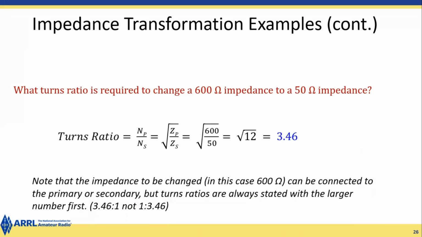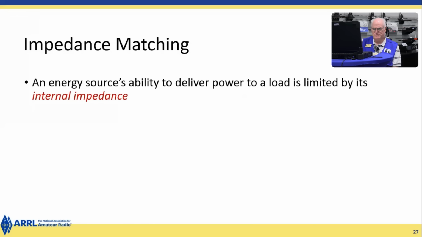Note that the impedance to be changed, in this case 600 ohms, can be connected to the primary or secondary, but turns ratios are always stated with the larger number first. 3.46 to 1, not 1 to 3.46. Because remember, a transformer can be hooked up in both directions, but it's always stated with the turns ratio of the primary first. An energy source's ability to deliver power to a load is limited by its internal impedance.